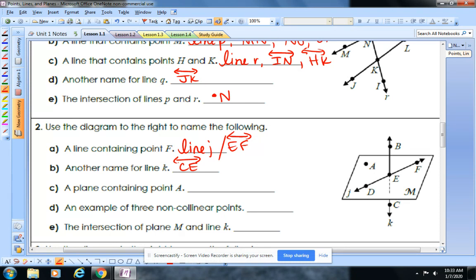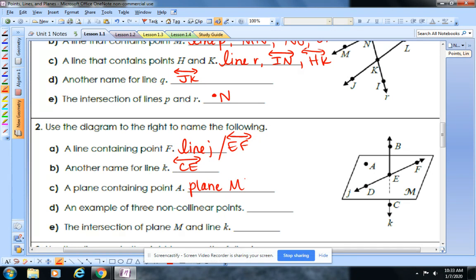All right. What's the name of a plane containing point A? Plane M? Or you could tell me any 3 points in that plane, right? So what all points are in plane M? Right, A, E, F, and D. B is not in the plane and C is not in the plane. Y'all see that? Okay, good job.